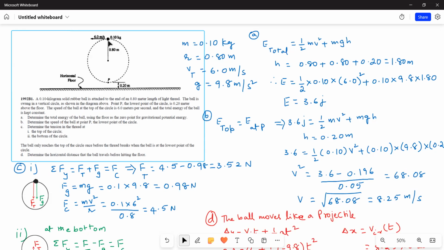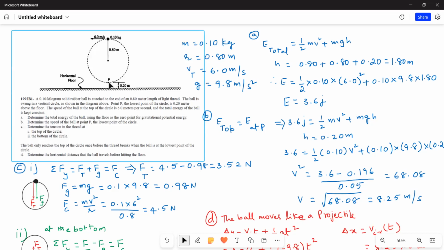At this point, the ball has both kinetic energy and potential energy. Kinetic energy is equal to half mv squared and potential energy is mgh. Velocity is given to us as 6 meters per second, and the height is 0.8 plus 0.8 plus 0.2, that is 1.8 meters. Therefore, the total energy of the system is 3.6 joules.